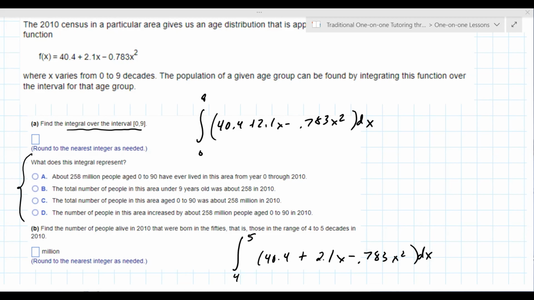All right, so we think this is 258. Oh, that's interesting. 40.4 plus 2.1x minus 0.783x squared. Okay, yeah. So this one is 258, which we kind of expect because you see the answer 258 in all of them. Right. So this is the total number of something.